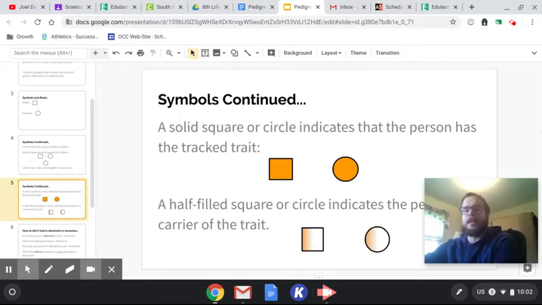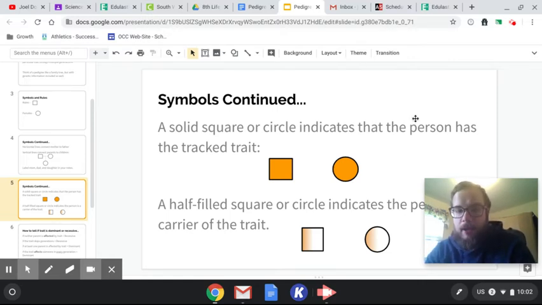A couple other really important things with symbols. Remember, a pedigree is all about tracking traits. So we need to know if a person has the trait, or we need to know if they're a carrier of it. I'll talk about the difference in a second. If you see a solid square or circle, if it's completely shaded in, that tells you that that person has that trait, whatever trait you're interested in. It could be brown eyes. It could be cystic fibrosis, like your practice yesterday. Any particular human trait can be tracked on a pedigree.